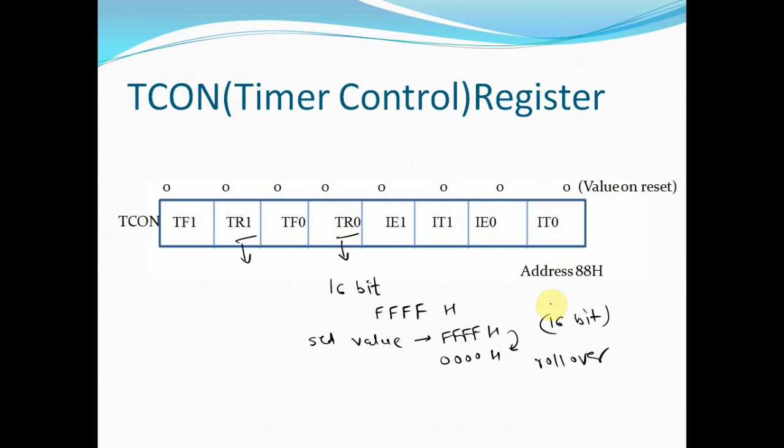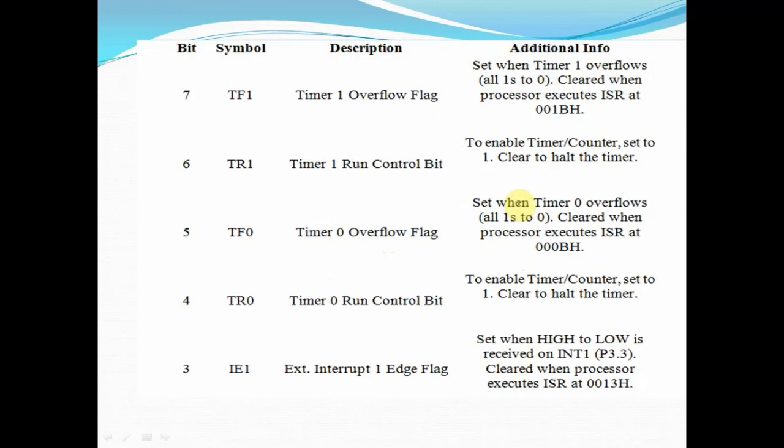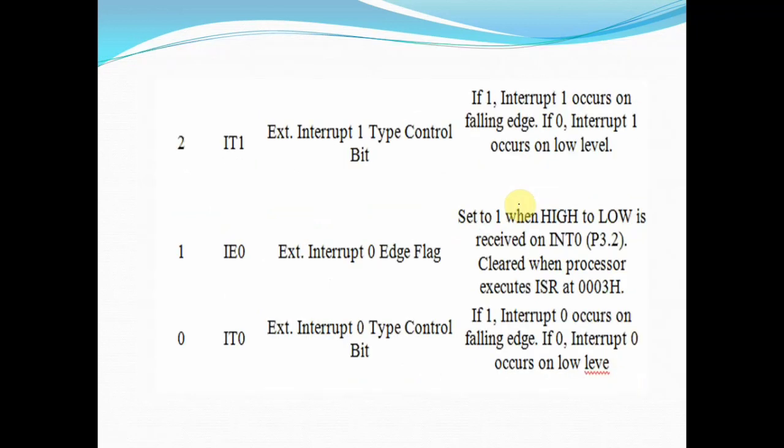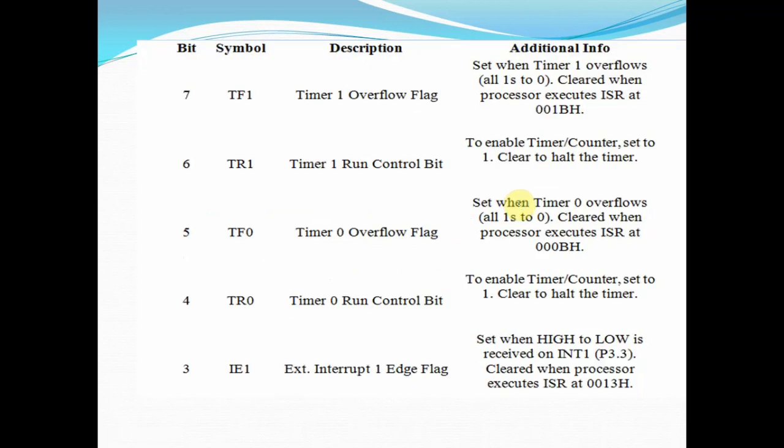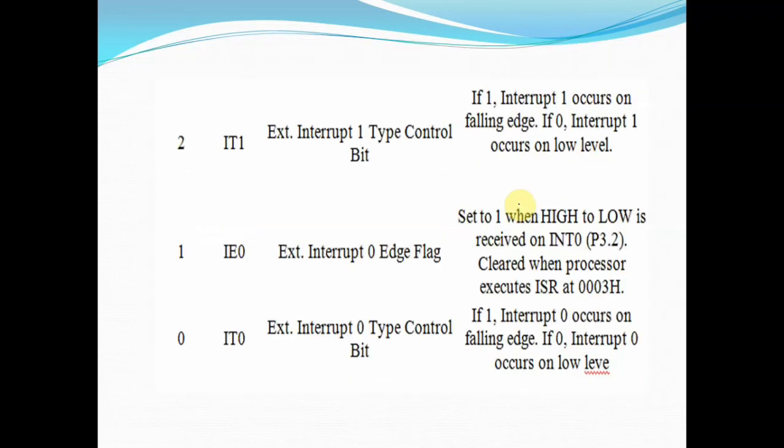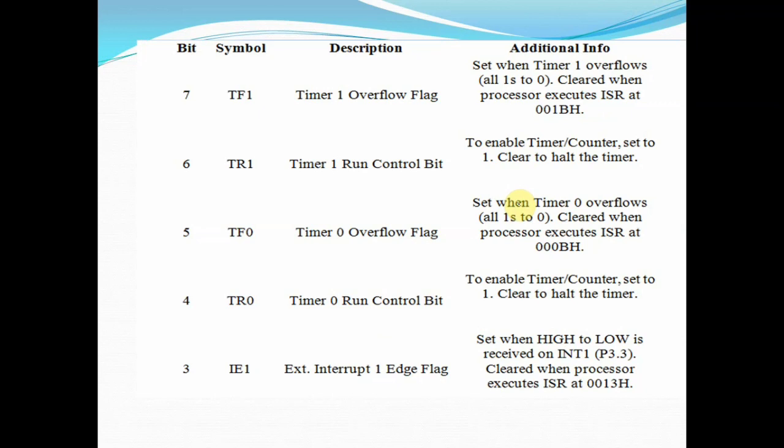Now next we'll see what are the IE1 bit and IE0 bit. IE1 is the external interrupt 1 edge flag and IE0 is the external interrupt 0 edge flag. These bits are one type of flag, and they are set whenever a high to low pulse is received on the INT pin, that is pin number 3.3 or pin number 3.2, and this is again cleared when the processor executes the interrupt service routine at the specified location.